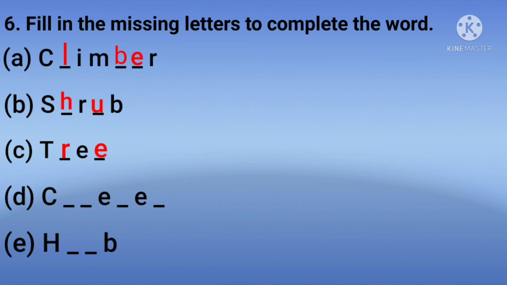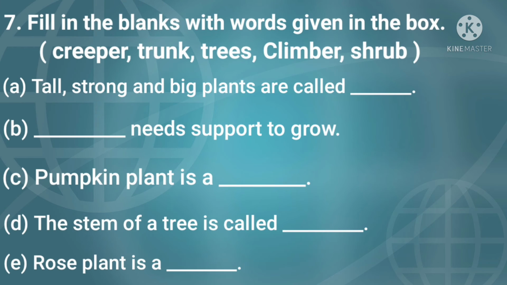Number D. C-E-E. And can you tell what is the word? Yes, it's creeper. C-R-E-E-P-E-R. Creeper. H-B. And what is the word? Yes, it's herb. H-E-R-B. Herb.